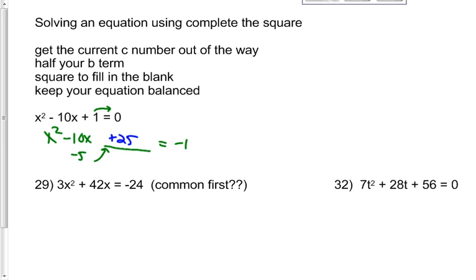Now I just changed this equation by adding 25 to it. I don't have a balanced equation any longer. Whatever I do on the left, I have to make sure I do on the right-hand side as well. This is part of completing the square.